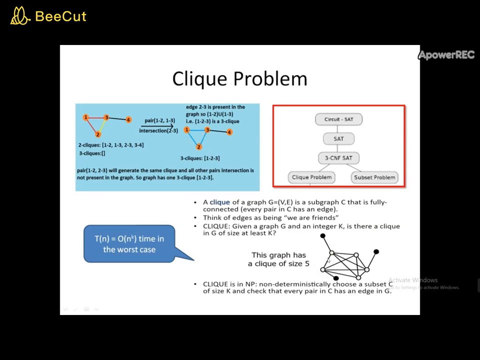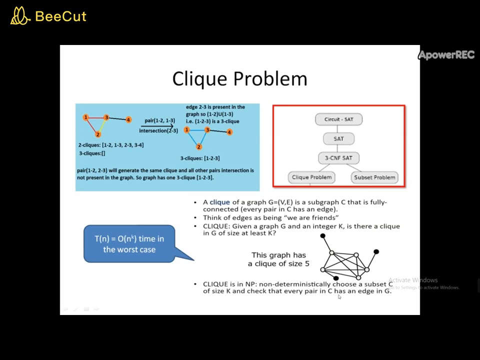Now coming to this particular graph. Now what is the maximum connected? I can see here the maximum connected graph, the clique size is k is equal to 5. Why? Because 1, 2, 3, this node 4 and 5. So these are the edges which are joined, the maximum cover of the graph. So the clique size is k is equal to 5, which connects 5 different vertices together to form a kind of a cycle. Now clique is NP, which means it non-deterministically chooses a subset C of size k and checks that every pair in C has an edge in G.